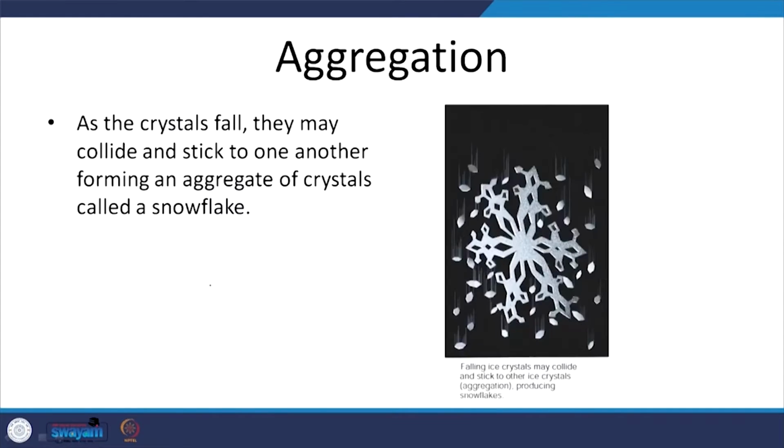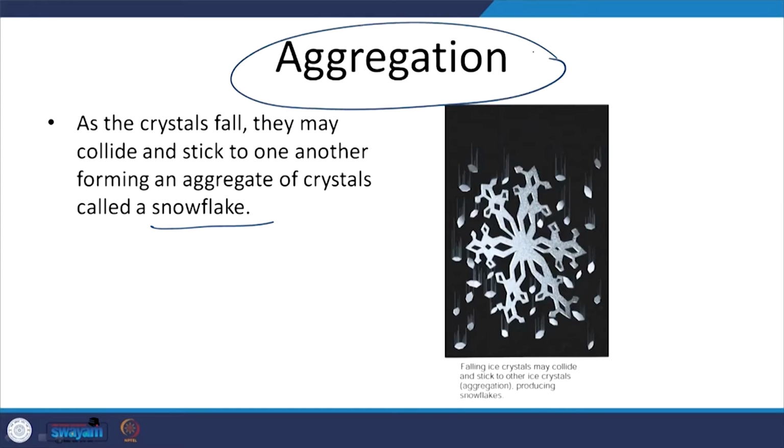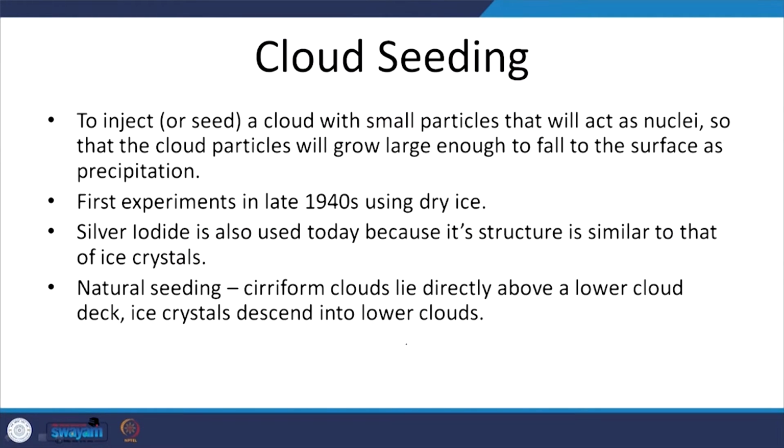In addition, as the crystals continue their descent towards lower altitudes, they may collide and stick to one another, forming an aggregate of crystals called a snowflake. This is the journey from a simple ice crystal to the snowflake that you see when it snows. This process is called aggregation, and this is how a snowflake looks. It has a distinct shape.